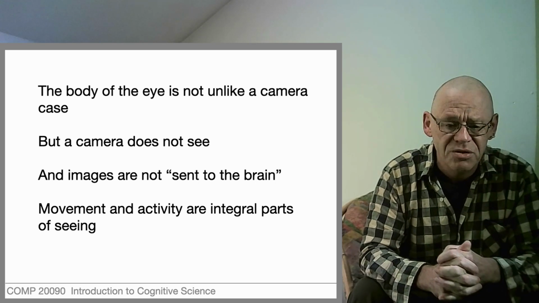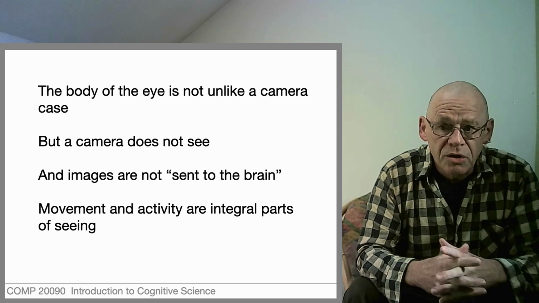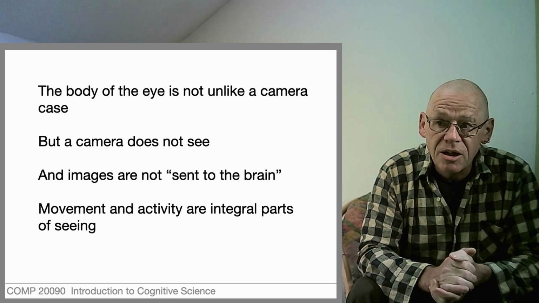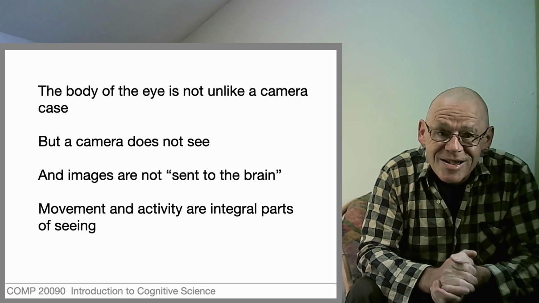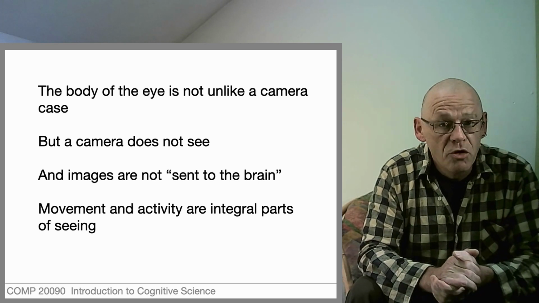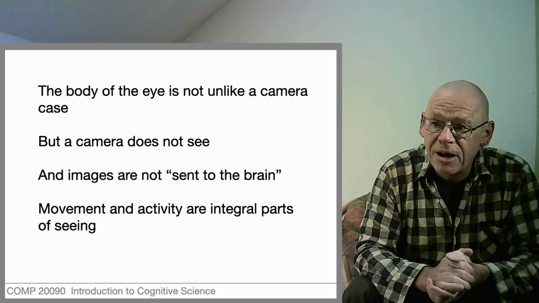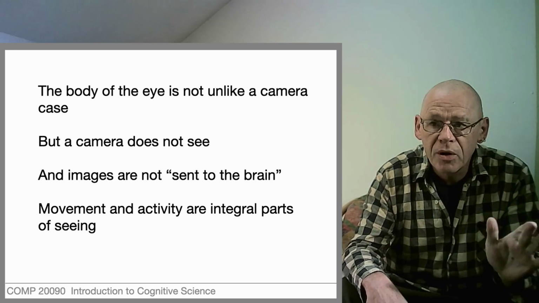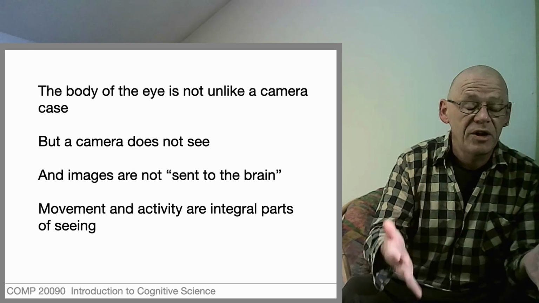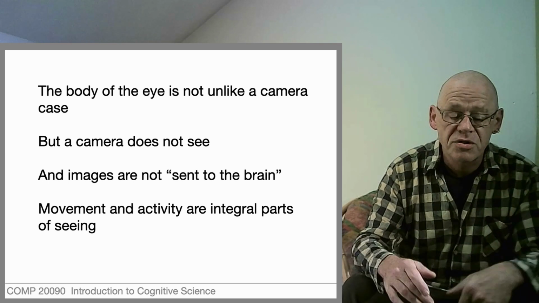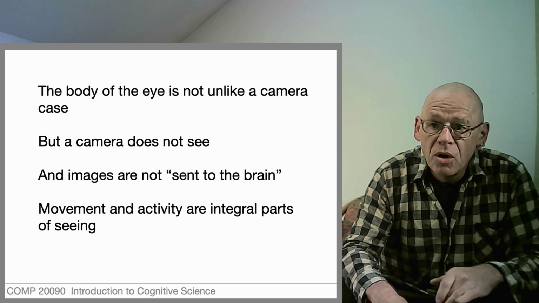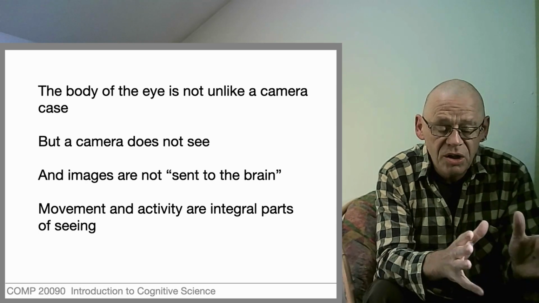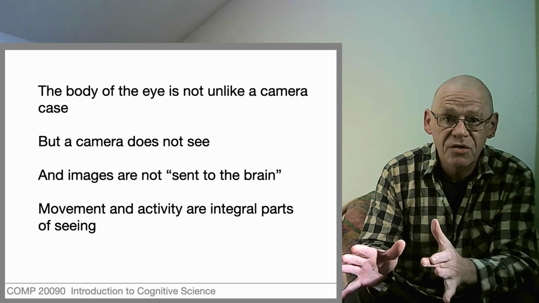Images are not sent to the brain. So there is variation on the retina, which is very important for seeing, but it's not the case that images are being sent upstairs, as it were. Movement and activity are absolutely integral parts of seeing. So we'll move on now in the next video, and we're going to dive into, in the next few videos, the two main approaches to visual perception, which we'll call internalist or computational, and externalist or relational.